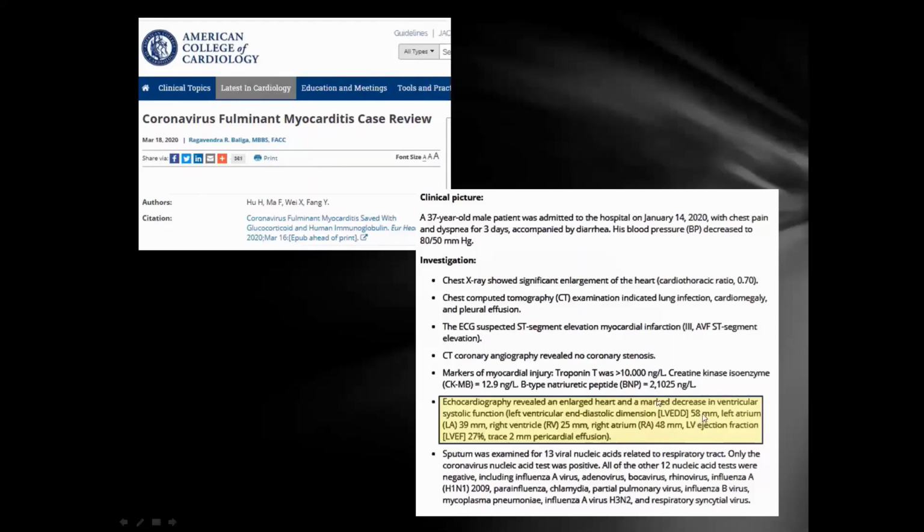LV EDD 58, that's not super big by echo dimension, but of course the volume would have told the story on that. LA, not incredibly huge, 39. RV 25, not incredibly huge. RA atrium 48, that's pretty big, so something going on there. But the ejection fraction 27% and a small effusion.